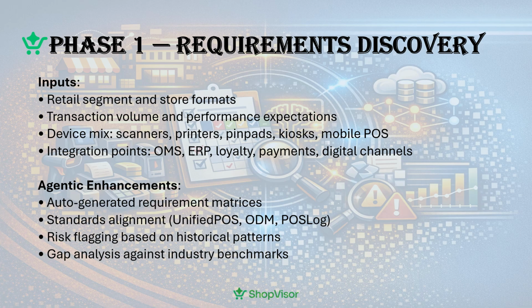So Agentic enhances this with auto-generated requirements matrices based on all of that, targeted to the particular retailer. It has a standard alignment. It shows where unified POS, the data model, and POS log all fit into this mix. It flags risks based on historical patterns. What has failed with others? It can help you be successful. And it has a gap analysis against industry benchmarks.